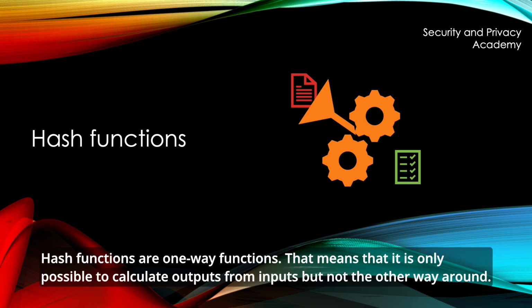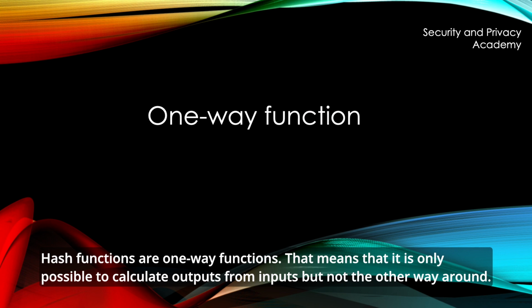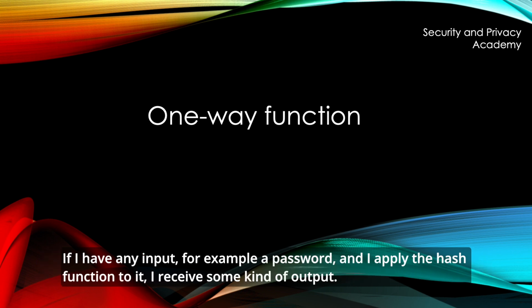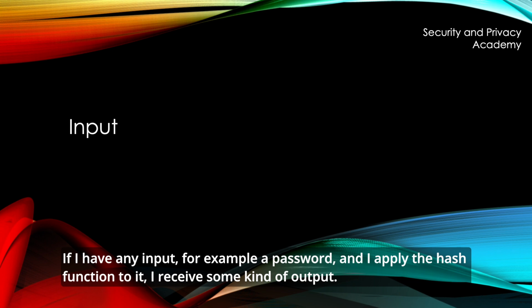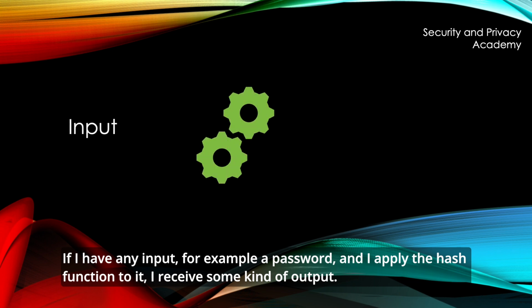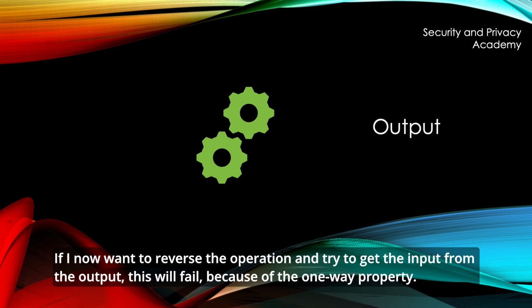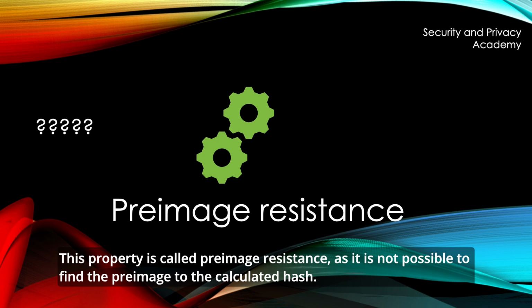Hash functions are one-way functions. That means that it is only possible to calculate outputs from inputs and not the other way around. If I have any input, for example a password, and I apply the hash function to it, I receive some kind of output. If I now want to reverse the operation and try to get the input from the output, this will fail because of the one-way property. This property is called pre-image resistance, as it is not possible to find the pre-image to the calculated hash.